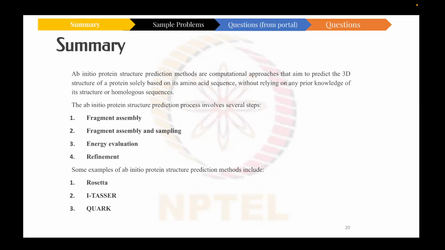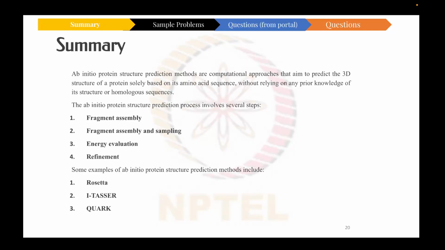In this fragment assembly and sampling, the process is repeated thousands or millions of times to generate a large number of possible conformations. Once a large number of conformations has been generated, their energies are evaluated using a physics-based energy function that takes into account the interaction between the atoms. The lowest energy conformation is assumed to be the native state structure. The final step is to refine the predicted structure using energy minimization or molecular dynamics simulation to optimize it and remove any steric clashes.